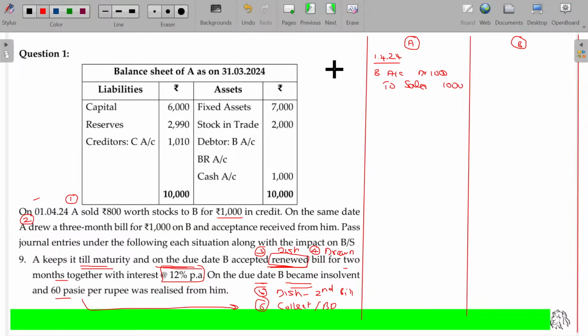The second entry is all about A drawing a 3-month bill. So the entry for drawing the bill: BR account debit to B account, the value being 1000.